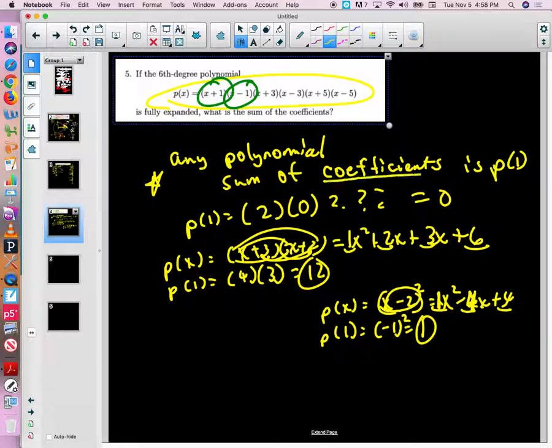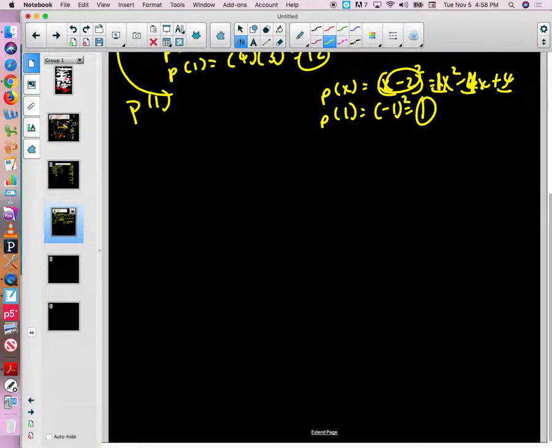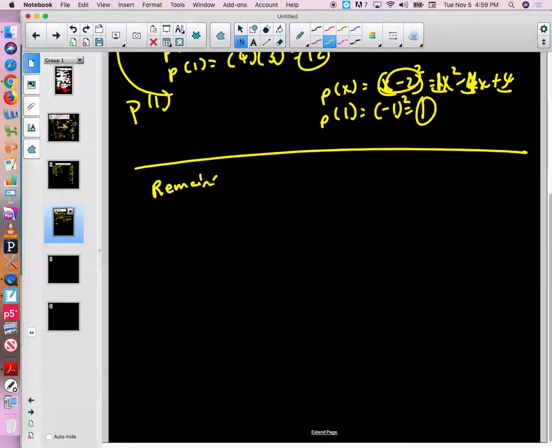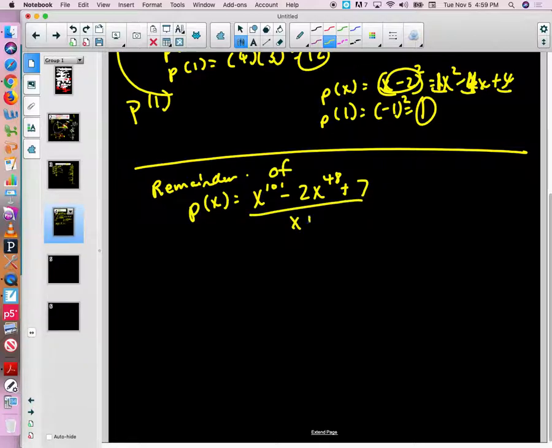I don't really like the phrase sum of the coefficients, but when they call this the coefficients, they really mean 6x to the 0. You may have wondered what to do about that constant. So let's remember P of 1 will always find us the sum of the coefficients. Very similar to that, something I've told you but not written out for you. What if they say, what is the remainder of a big long polynomial, P of x or f of x or whatever they call it, x to the 101 minus 2x to the 48th plus 7, and they ask you what the remainder is if you divide that by x plus 1.